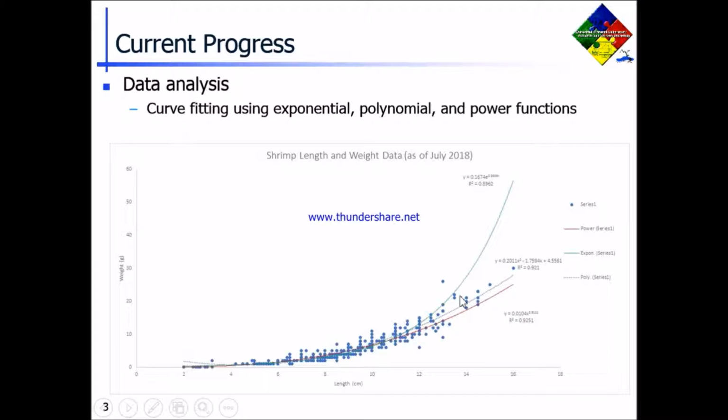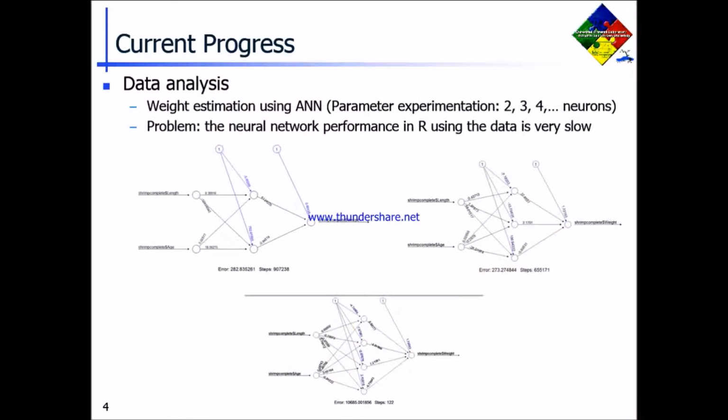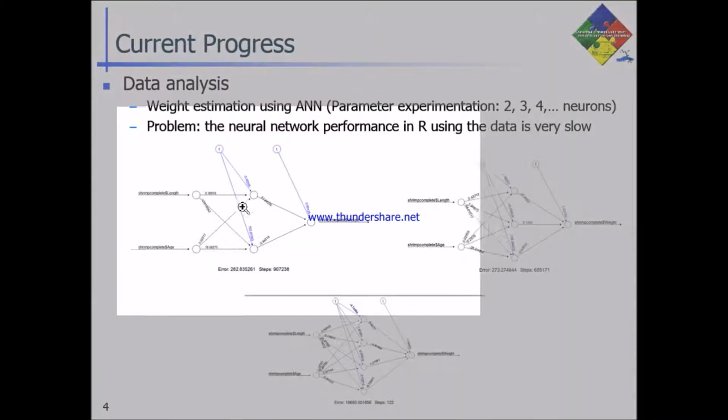I also made data analysis using the ANN. Other than those functions, I used the ANN and made some parameter experimentation on the different hidden neurons of the ANN. Here I just showed three plots, because these are the only ones that showed successful results. My other runs resulted in non-convergence of the data, and this is also one of my problems.